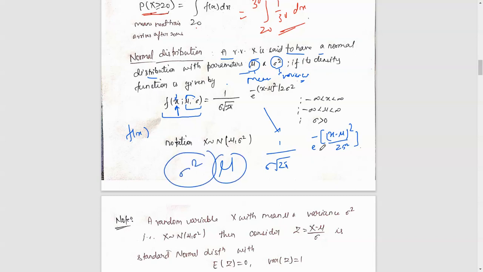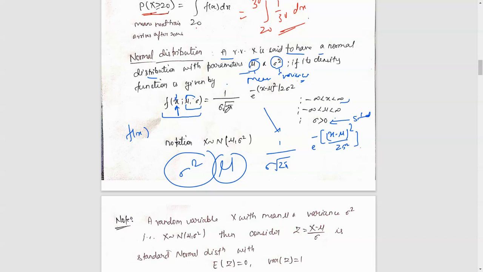Okay, this particular thing is called the normal distribution. In the normal distribution, x can range from minus infinity to infinity, so it's defined over the whole range. Mu can also be any value from minus infinity to infinity, and sigma should be greater than zero because it's a standard deviation, the square root of the variance. So this is the format.